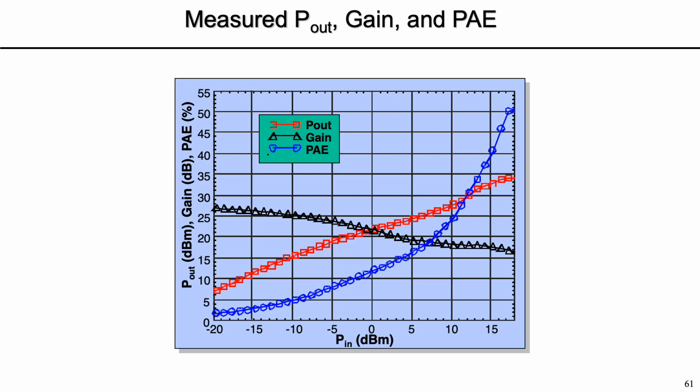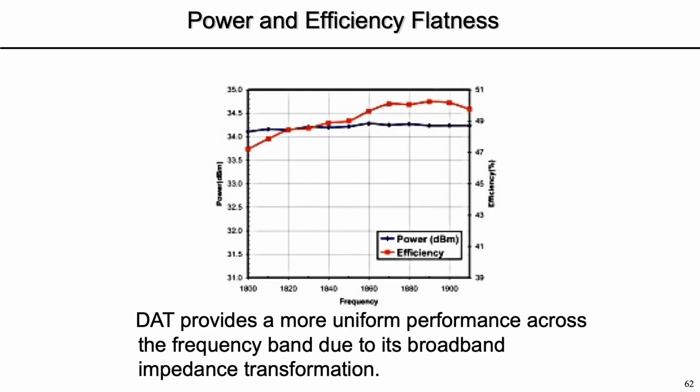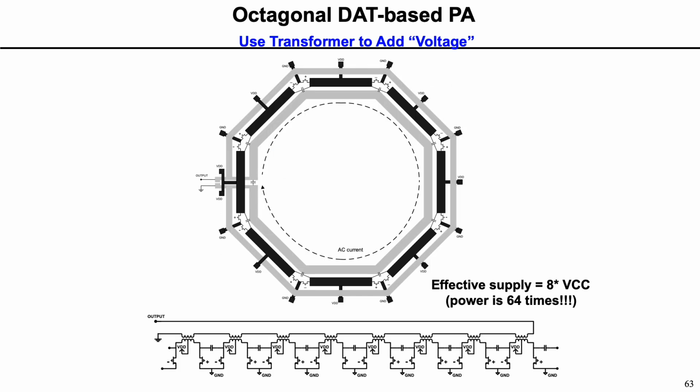And if you want to see how the performance actually looks, these are the output power, gain, and PAE of that particular amplifier. And it's quite broadband. If you look at it, it's quite broad. Now, you don't have to do it in a square setting only. You can have as many of them as you want.